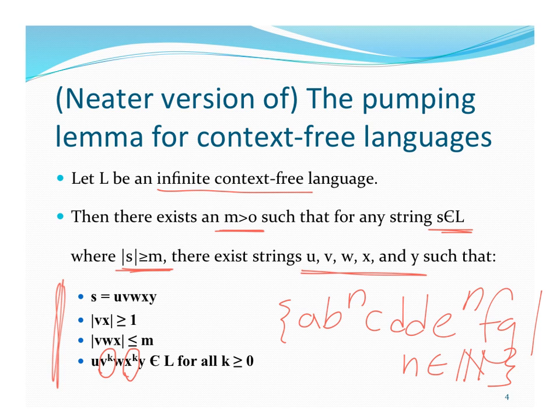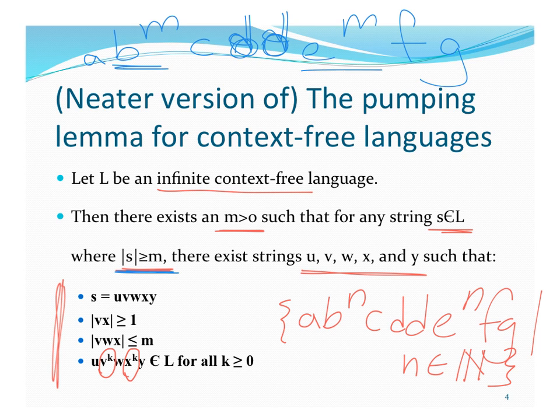whose length is at least m characters long. Maybe we pick the string a, b to the m, c, d, d, e to the m, f, g. These d's are not superscripts, they're just d's. You can imagine that we could take as many copies of that b as we want, and as many copies of that e, and pump. As long as we're taking 2 copies of this and 2 copies of this, or 4 copies of this and 4 copies of this, our string is still going to be in our language.